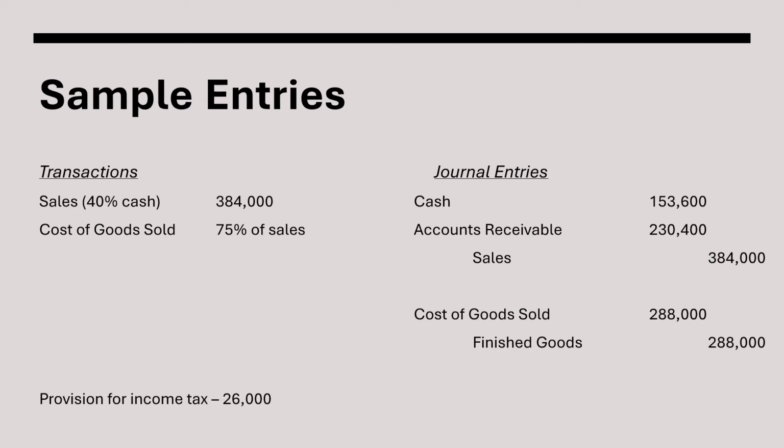So what if you're also given a provision for income tax of 26,000? You just debit provision for income tax, which is an expense account, and you credit income tax payable. Okay, because you're still providing it. You're not yet paying that up. You'll learn more about that in your tax subjects.